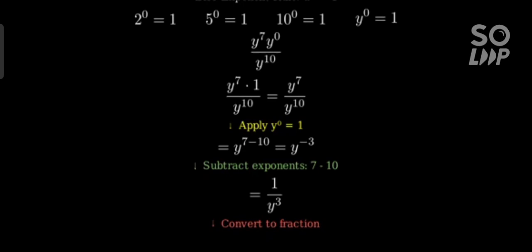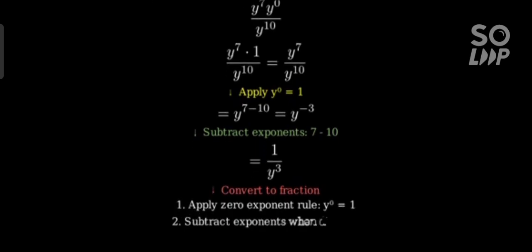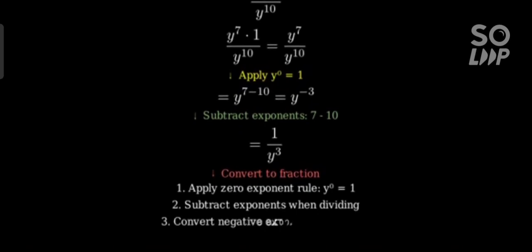Let's review what we did. First, we applied the zero exponent rule, replacing y to the 0 power with 1. Then, we subtracted the exponents when dividing terms with the same base. Finally, we expressed our negative exponent as a fraction. This is how we use the zero exponent rule to simplify expressions.